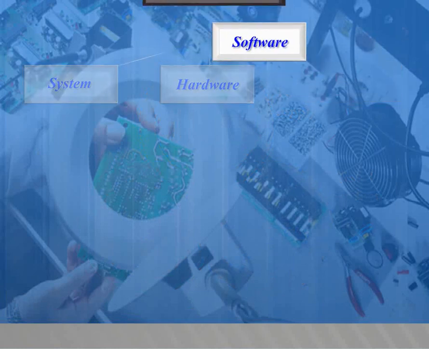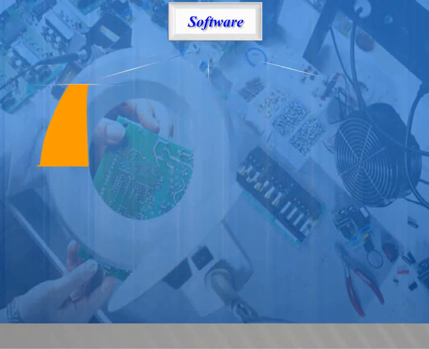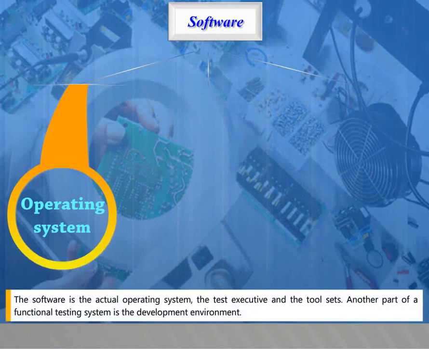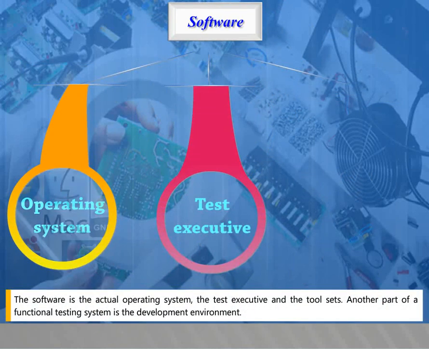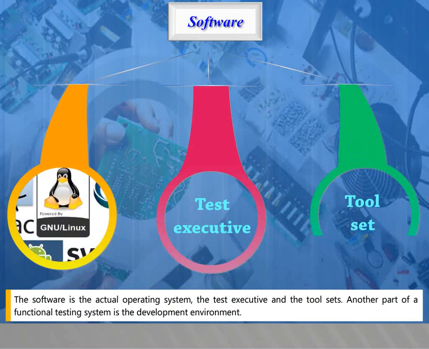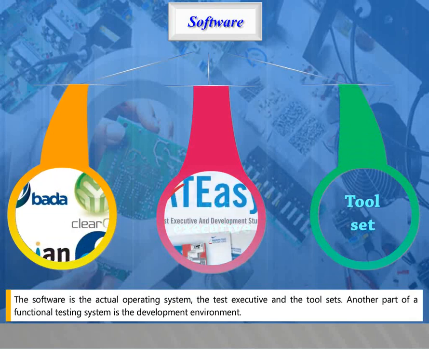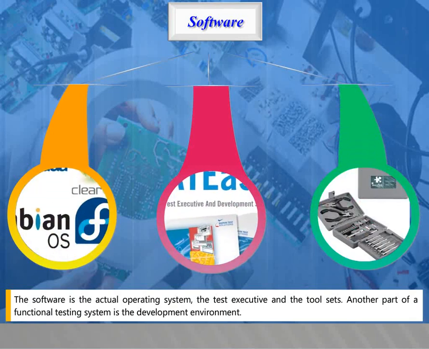Software. The software is the actual operating system, the test executive and the tool sets. Another part of a functional testing system is the development environment.